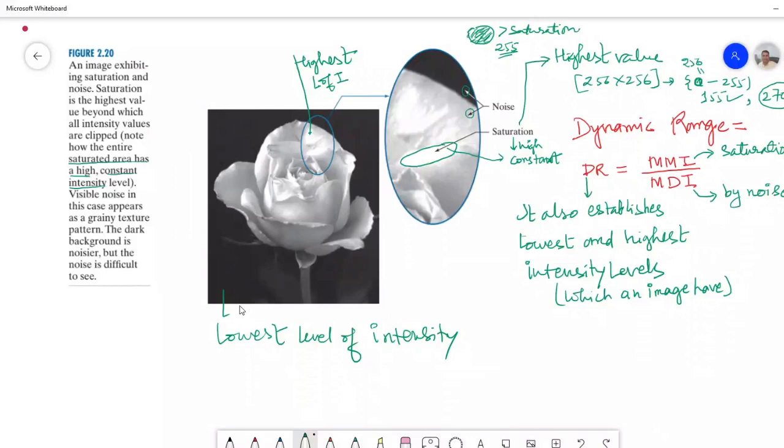And if the dynamic range is less, then what will happen? What will happen to the contrast? Obviously in the numerator this amount is less and this is more. So you can say it is dull. You must have heard the word dull, right? So it will be dull.